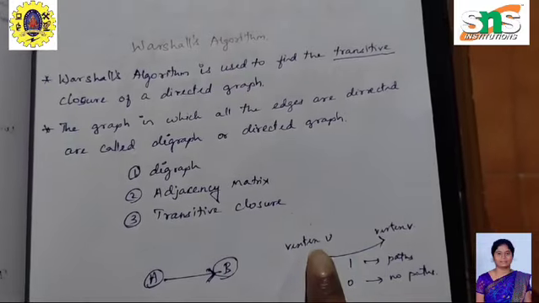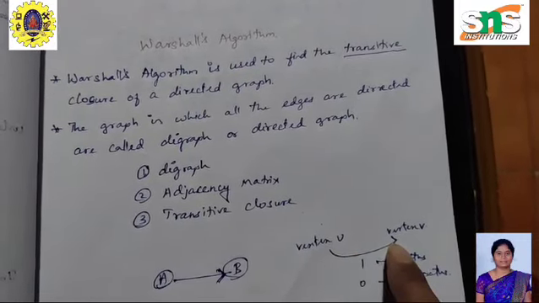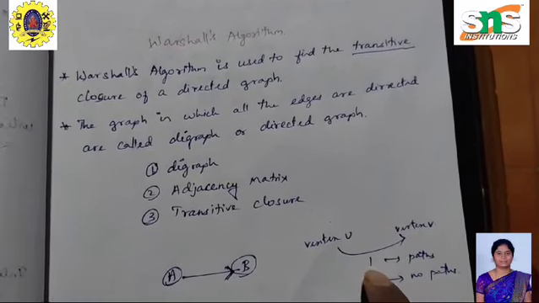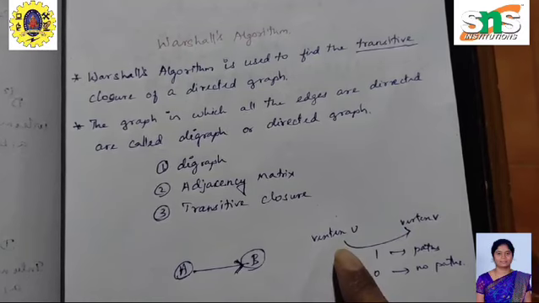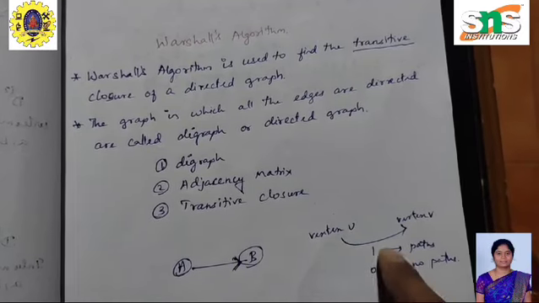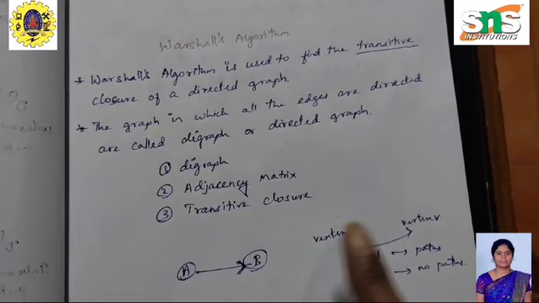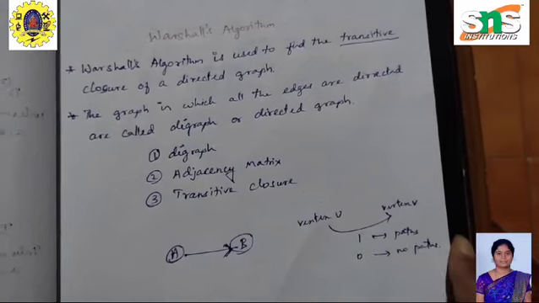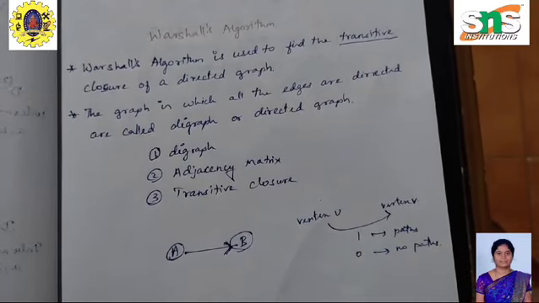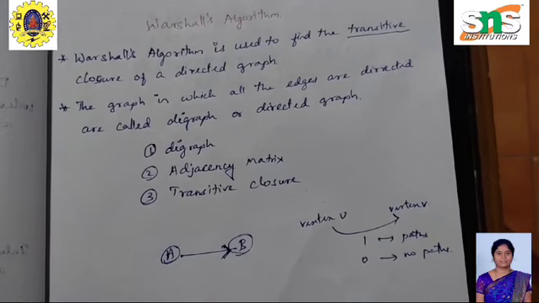It is nothing but, for example, from one vertex to another vertex, if you have any paths, then it will be mentioned with 1. If you don't have, then it will be mentioned with 0. So by using intermediate nodes or direct nodes, if you have any paths, then it will be called transitive closure. So moving from one vertex to another vertex, if you have a path, that finding is called transitive closure, by using intermediate nodes also.